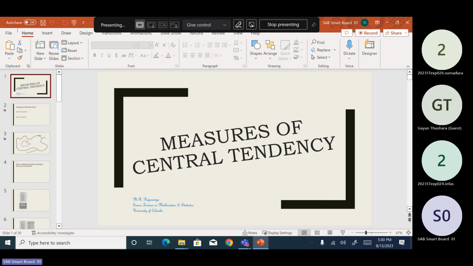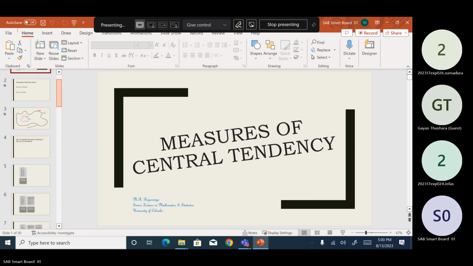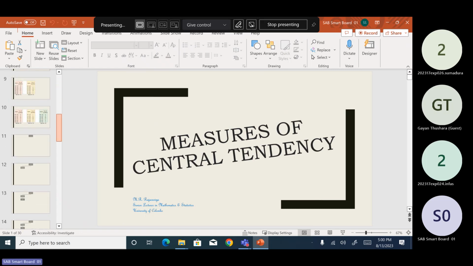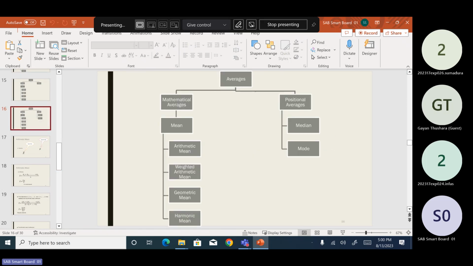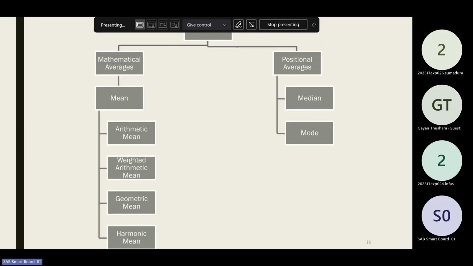Types of averages defined in statistics are called measures of central tendency.